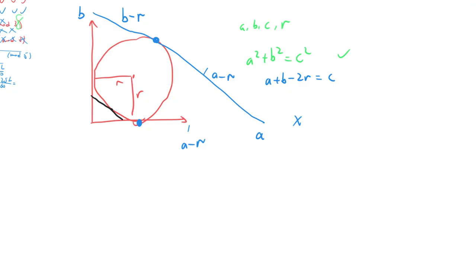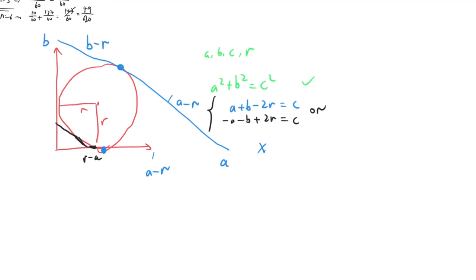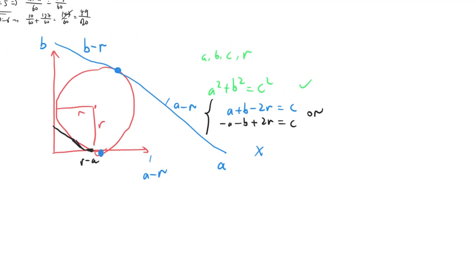For red, we see that since this is beneath, this tangent here is actually equal to this, which is r minus a. So r minus a plus r minus b should be equal to c, which is the exact opposite of the previous one. So negative a minus b plus 2r is c. So we essentially have an or right over here. So they're actually very similar cases. And what we can do is we notice that since here we have a c squared, we can substitute them into this. And we would obtain something like this.